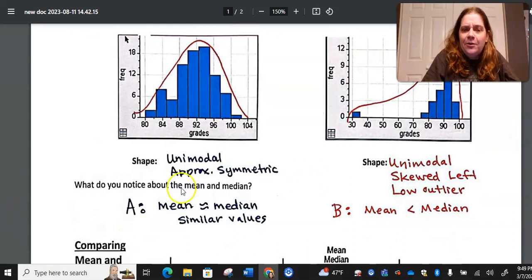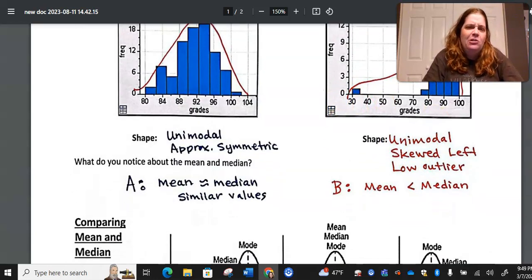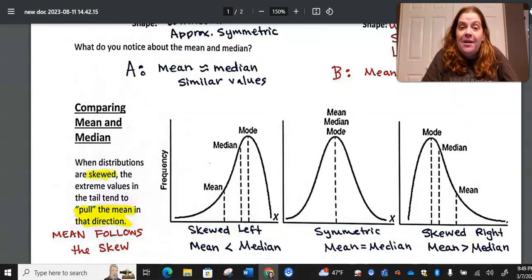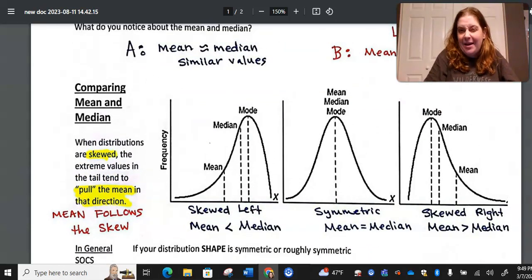So here's what I noticed in student A, where we have that symmetry. We're seeing that the mean and median are similar. And when the data is skewed to the left, instead, we're seeing that the mean, that arithmetic average, is lower than that median. So when we're looking at data, the shape can actually tell us what to expect about mean, median, and mode, for example.